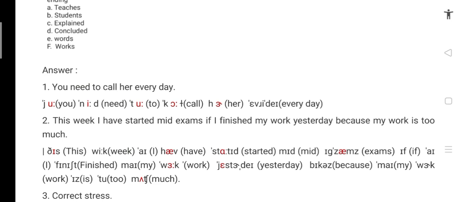You need to call her every day. The phonetic transcription is: U vowel in the word you, and E vowel in the word need, and U vowel I write in the word to, and O vowel in the word call, and a vowel in the word her.